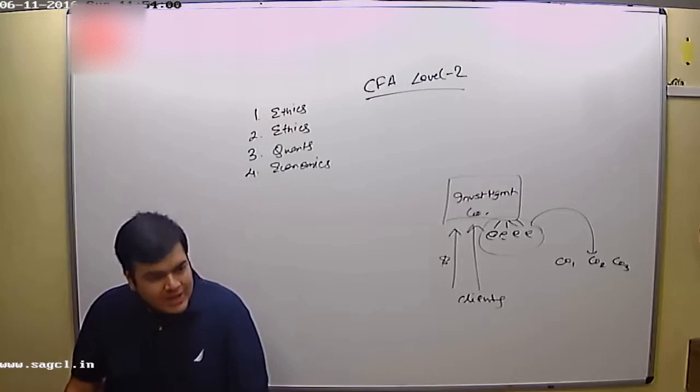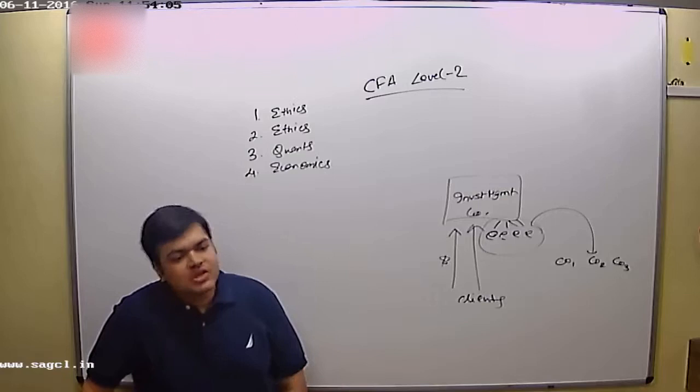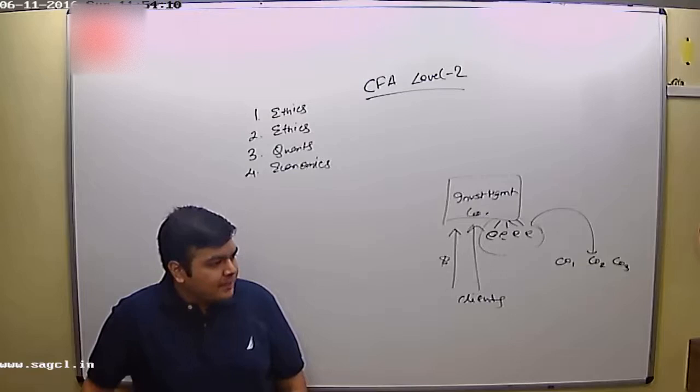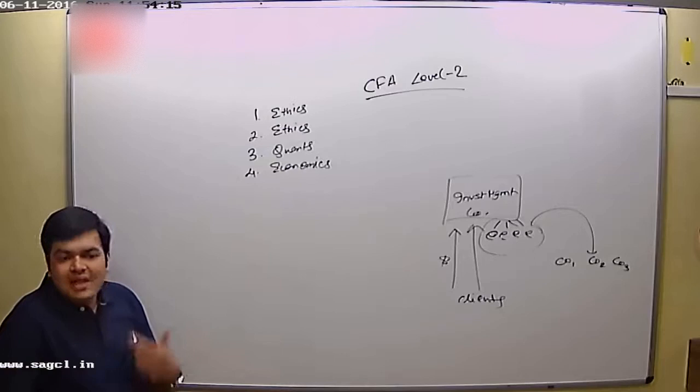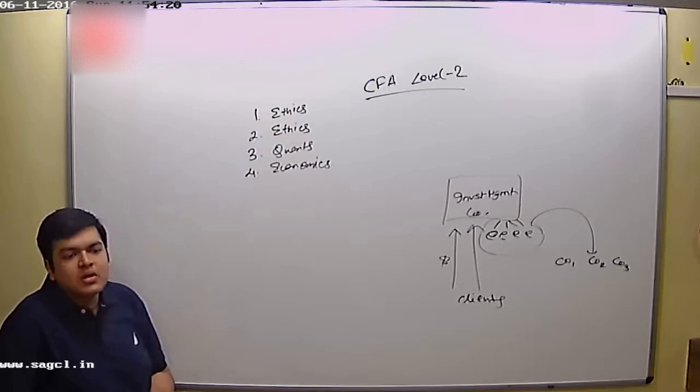You need to be doing decently well in all the subjects, and in aggregate, you need to be performing decently well. This bit is okay. So in ethics, this is the kind of understanding you'll be requiring when you're studying the subjects. Level 1 is done. But now in level 2, you need to be a little serious and very focused on the concepts.